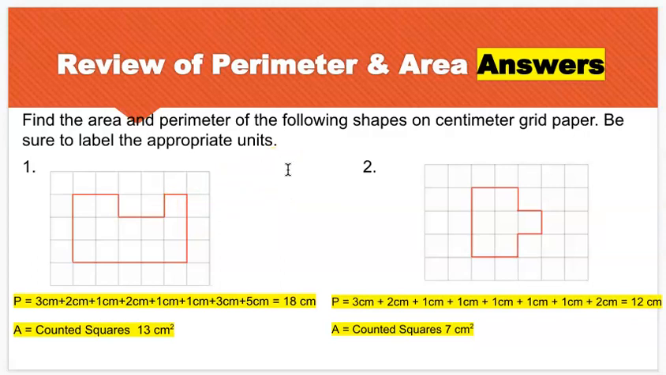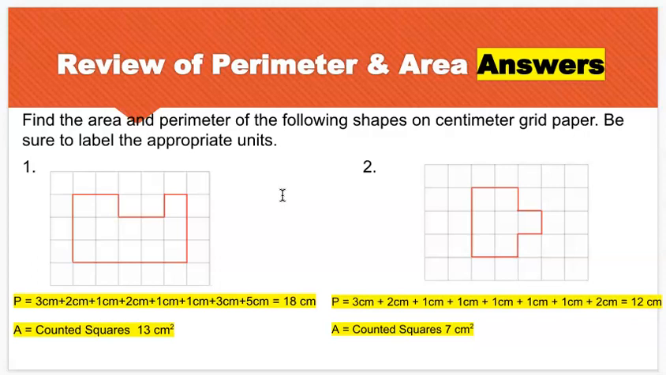Now, I could have used a different strategy. I could have used base times height or length times width, which would be 1, 2, 3, 4, 5 times 3, 15, and then subtracted off these 2 squares that aren't part of that larger rectangle that I drew. Either way, I'm going to get 13 square centimeters.